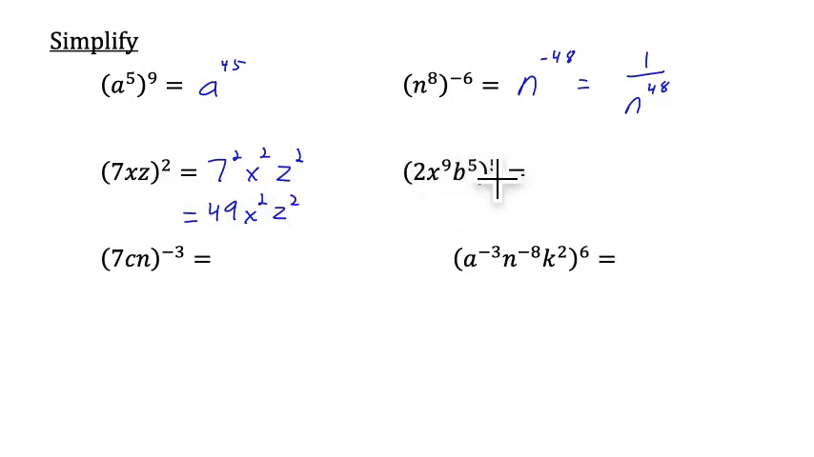Here we have an expression raised to the 5th power. Everything inside the parentheses is being multiplied, so we have 2 times x to the 9th power times b to the 5th power. So this 2 is a regular 2, so that'll be 2 to the 5th power. And then x to the 9th power raised to the 5th power, well, that's where we multiply, because we have a power to a power. So that'd be x to the 45th power. Then b to the 5th power raised to the 5th power. That's where we multiply, so that'd be b to the 25th power.